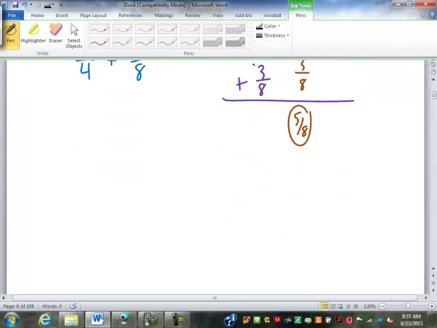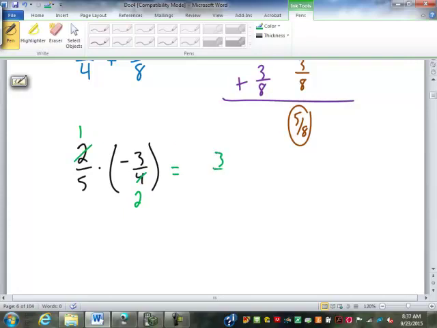Or if we were multiplying, like this, we can ignore the negatives and just multiply like we normally would. We can cross cancel even. The 2 and 4 can both be divided by 2 to give me 1 and 2. So now I have 1 times 3 is 3, 5 times 2 is 10, but it's a positive times a negative, that's a negative.